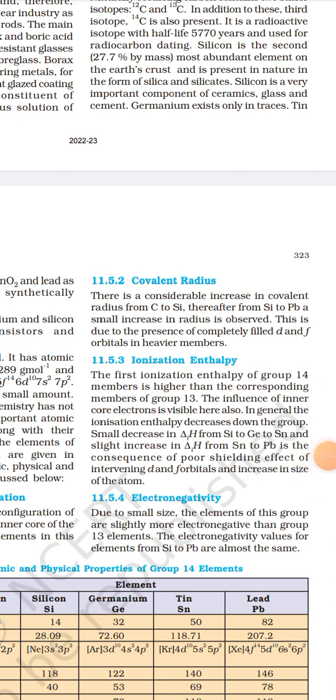There is a considerable increase in the covalent radius from carbon to silicon. Thereafter, from silicon to lead, a small increase in the radius is observed. This is due to the presence of completely filled d and f orbitals in the heavier members.